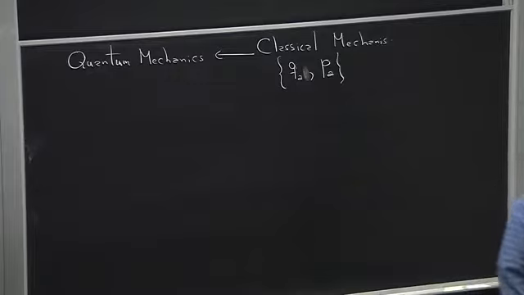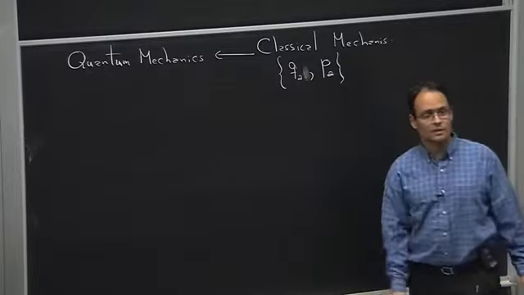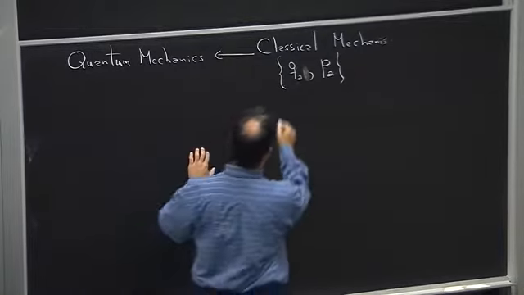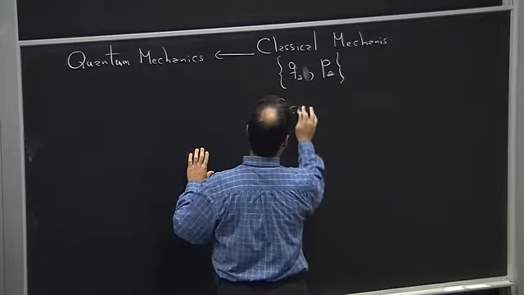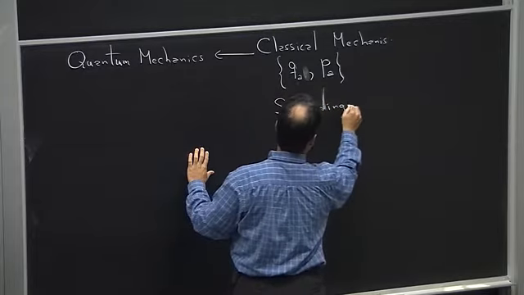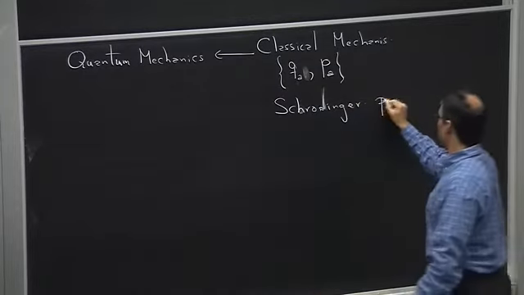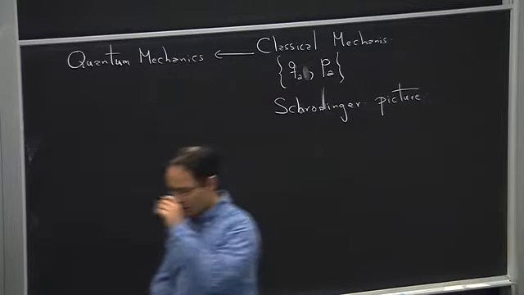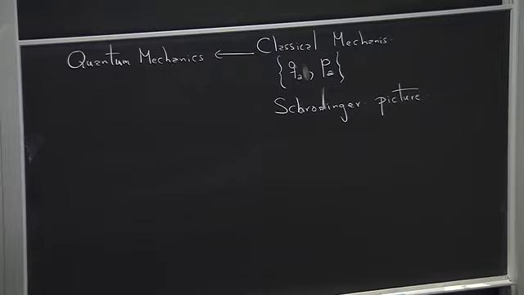Okay? So what do we do to go to the quantum theory? We promote these classical variables into becoming operators. And we usually think about the Schrödinger representation, or the Schrödinger picture. This is the one that we learn first, in which the operators are just entities that don't depend on time, and only the wave functions depend on time.